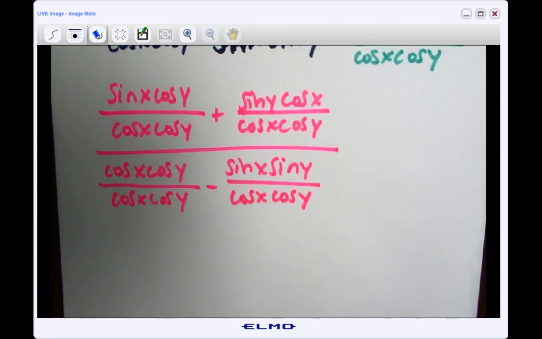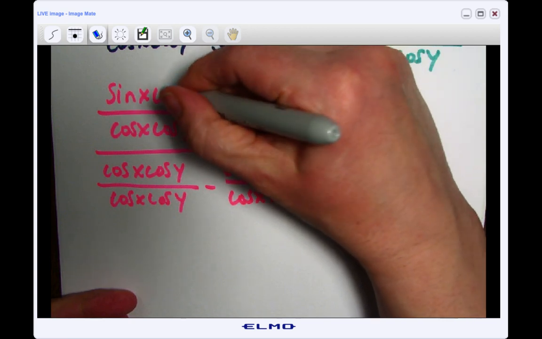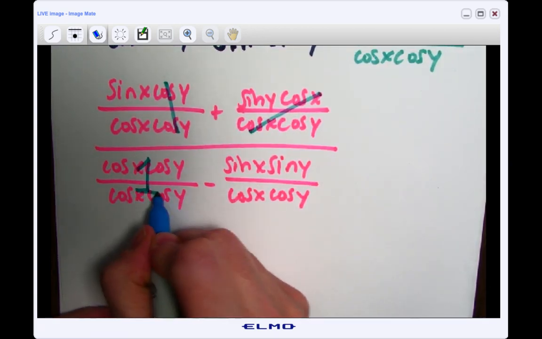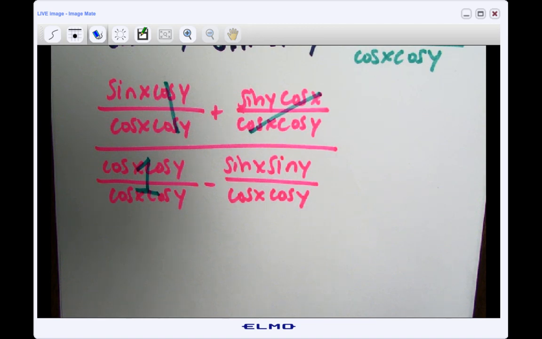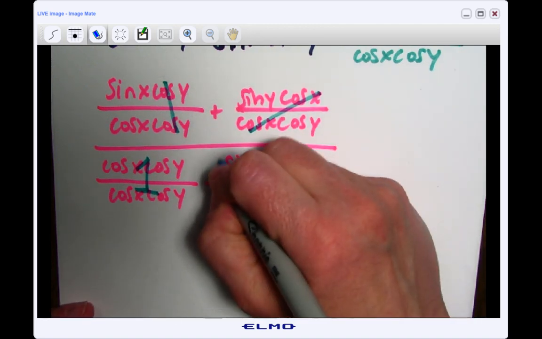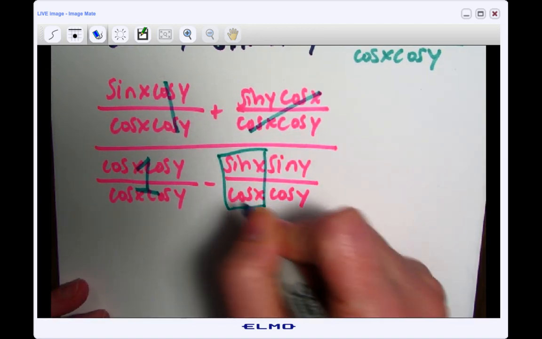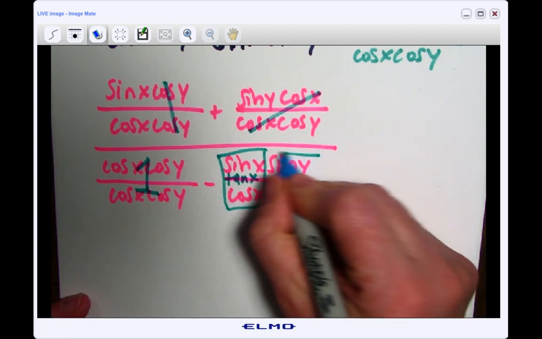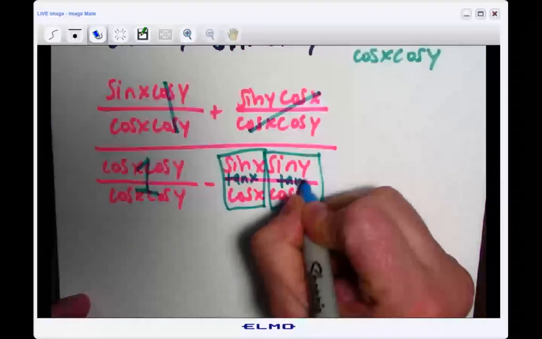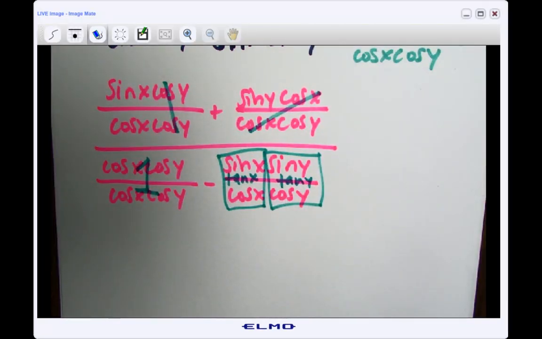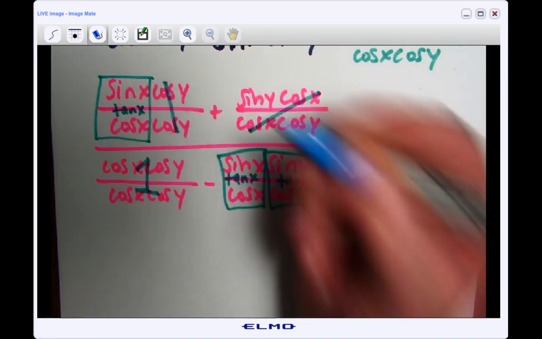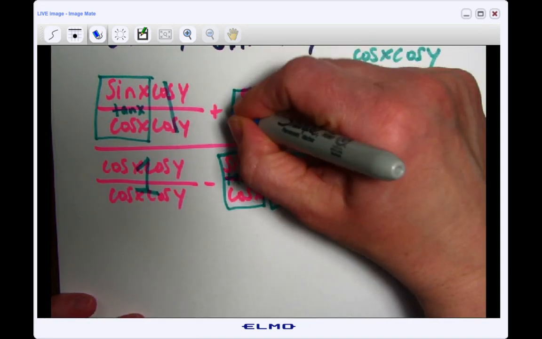So now, what do we do with this? Let's simplify this up. Hopefully you can see this is going to cancel out. This is going to cancel out. These cancel out. This is a 1. This piece becomes tan x, right? And this piece becomes tan y. Do you see that? And what, of course, is this one? And this one.